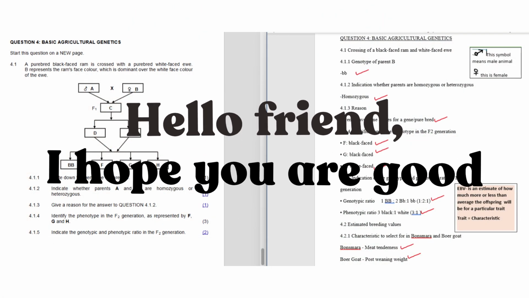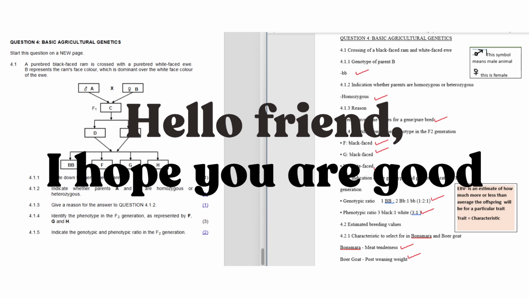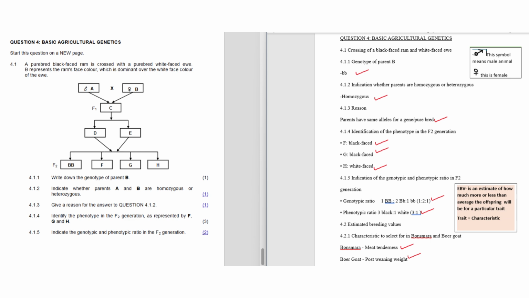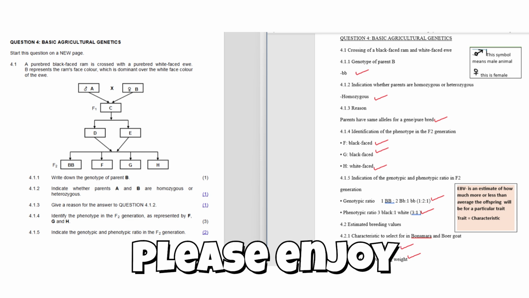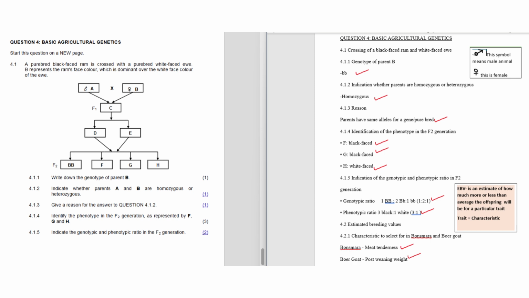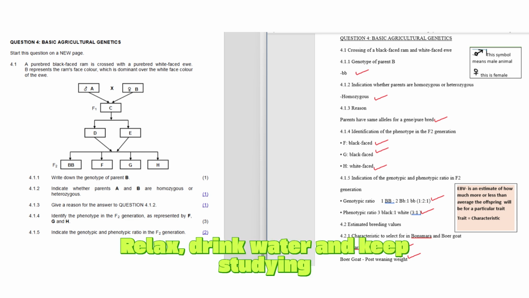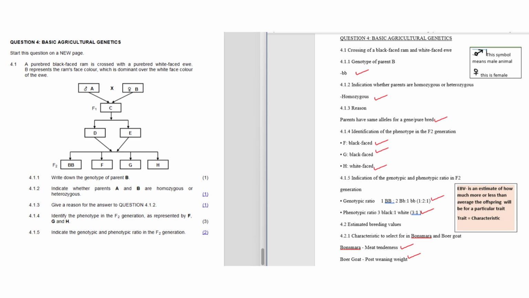Yes, we're here again. This is question 4, basic agricultural genetics. A purebred black-faced ram is crossed with a purebred white-faced ewe. The blue represents the ram's face color, which is dominant over the white face color of the ewe.